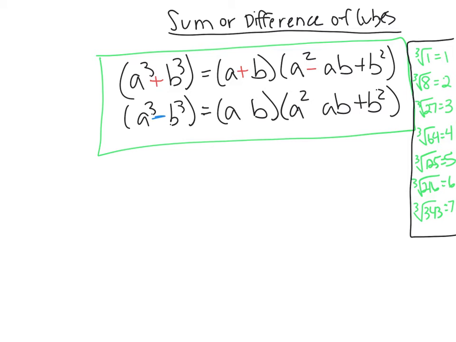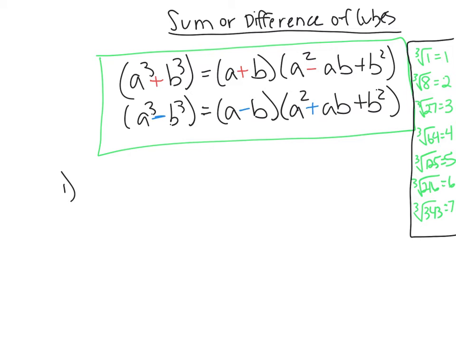If I have a difference of cubes, I'm going to be starting with a negative. My second sign is positive, and the third one is always positive. So a cubed minus b cubed, I can factor as a minus b times a squared plus ab plus b squared. So let's put this into practice by looking at examples.